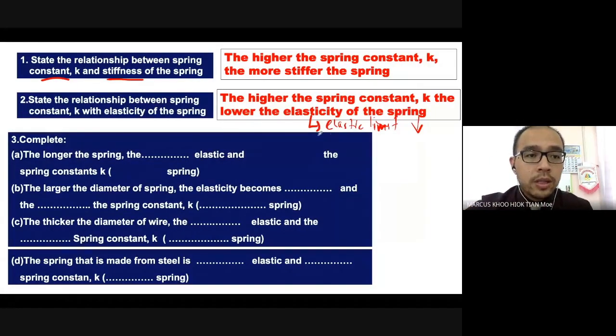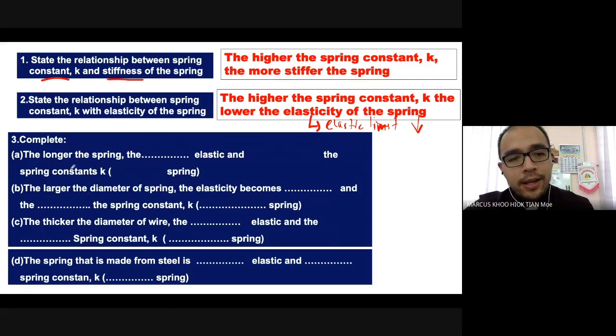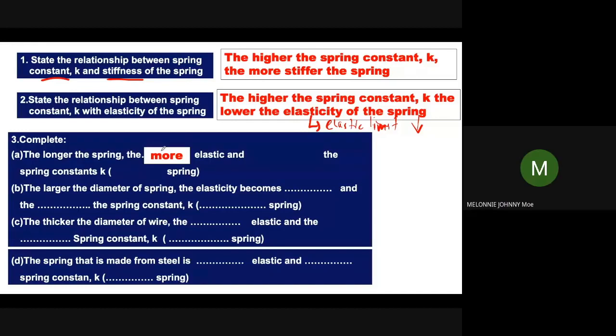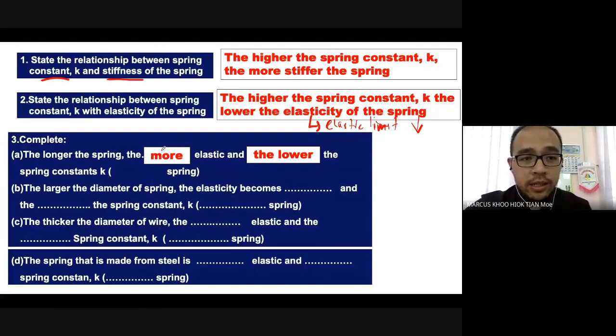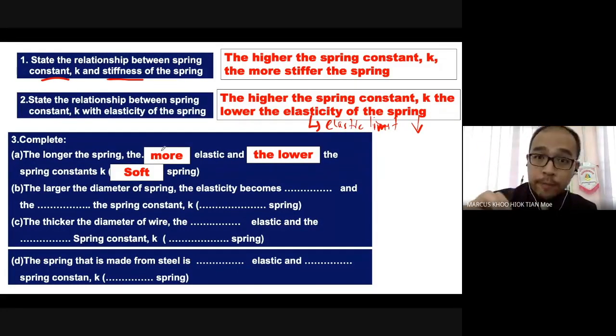Okay, so number 3, let's complete this. The longer the spring, the more elastic, and the lower the spring constant. Okay, so it is a soft spring. A long spring is a soft spring.